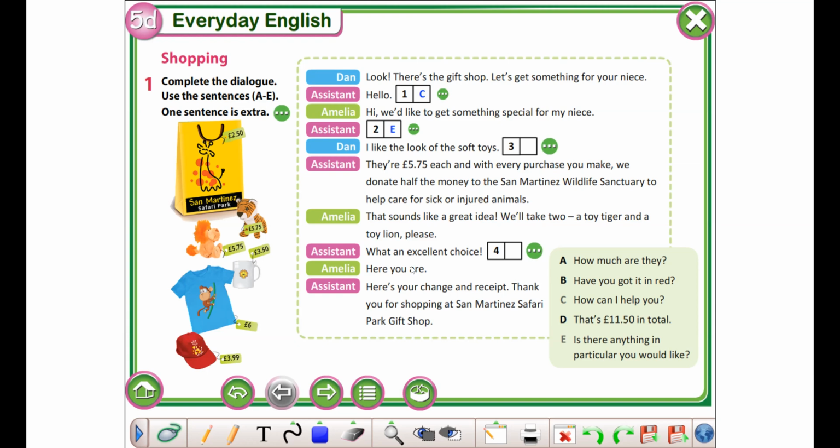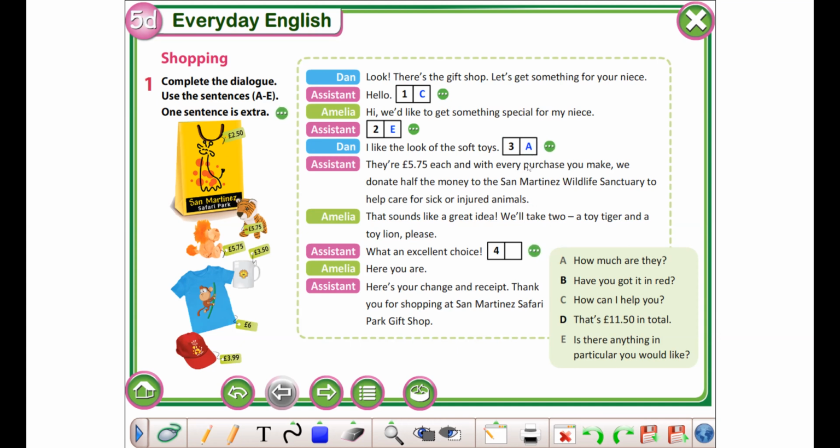Have you got it in red? How much are they?